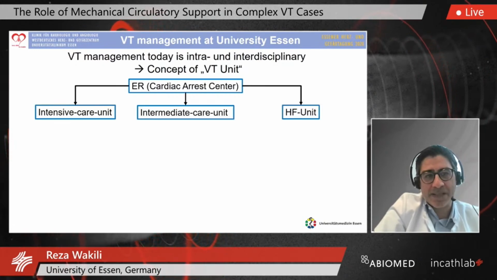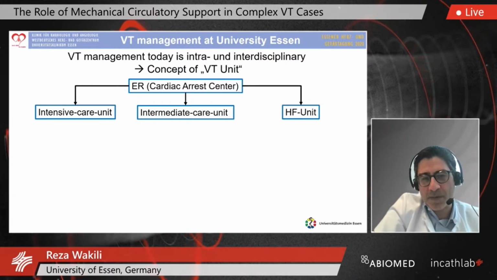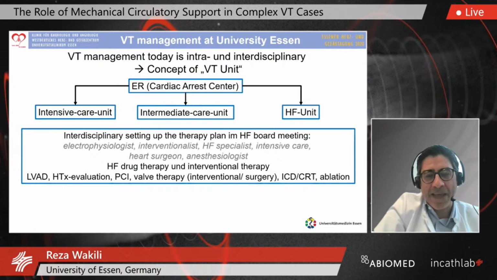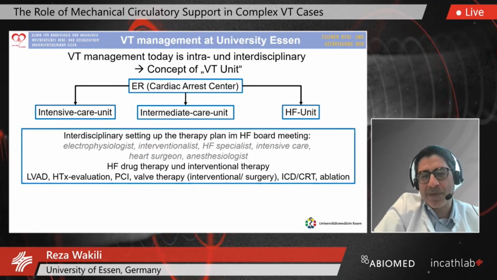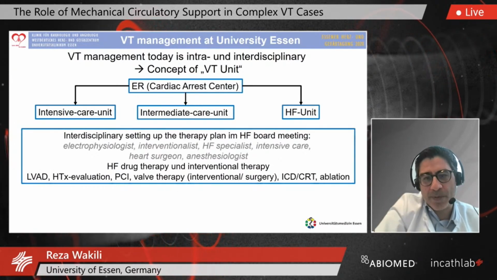The patient arrives at the ER. Maybe you have a cardiac arrest center. Then you have to decide: is the patient going to the intensive care unit, intermediate care unit, or heart failure unit? Then you have to really set up an interdisciplinary plan for the patient. For example, we have a heart failure board meeting where an electrophysiologist is always present, an interventionalist, a heart failure specialist, intensive care unit, heart surgeon, and a physiologist.